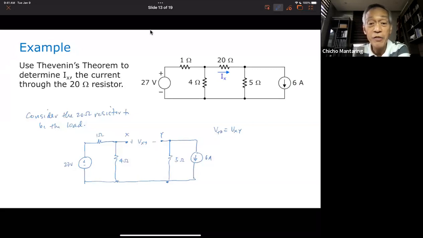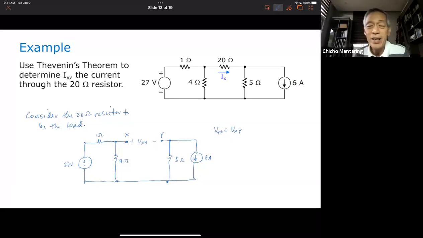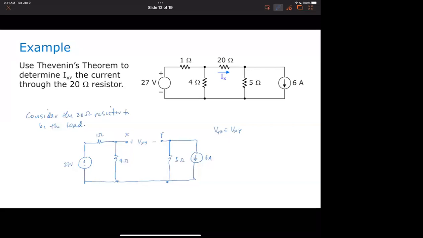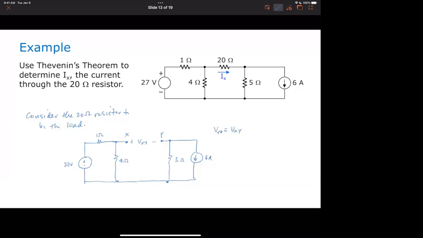Okay. VTH is Vxy. Any suggestions how I can compute for Vxy? Yes? Sino yung nag-raise ng hand kanina? Si Renz ulit. Any suggestions? Sir, i-times lang po yung 6 amps and 5 ohms. And what does that give me? 30 volts po. Yeah, but what is 30 volts? What voltage is that? Is that Vxy? Yes, sir, Vxy.